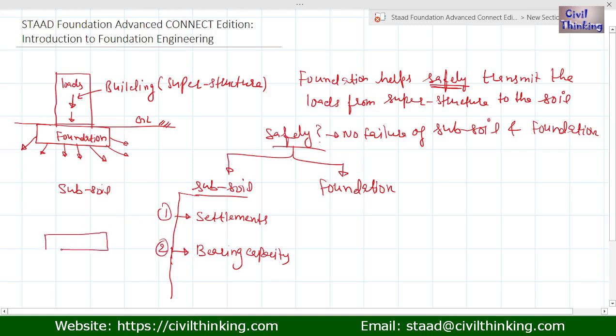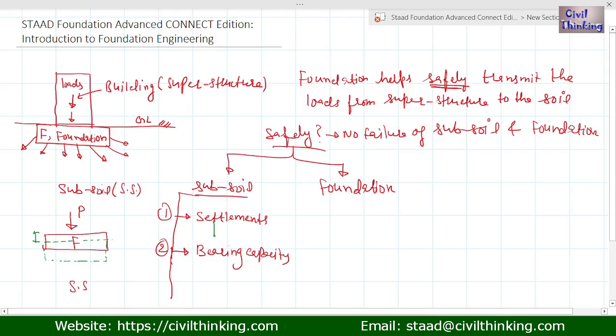So we have a foundation here. Let me denote the foundation with F, F for foundation, and let us denote the subsoil with S. So this is our subsoil. When a load is applied on the foundation, where does this load come from? The load comes from the superstructure. The load will cause the settlement of the foundation. Settlement means it will sink inside the earth, so it will displace below. So the foundation will now be like this. It has sunk inside the subsoil. This is our settlement.